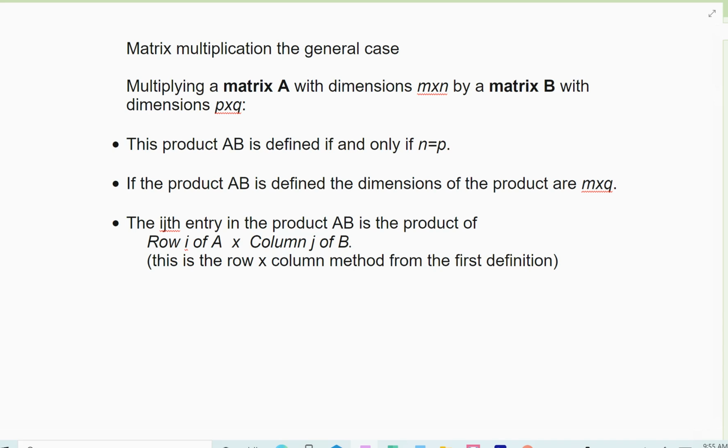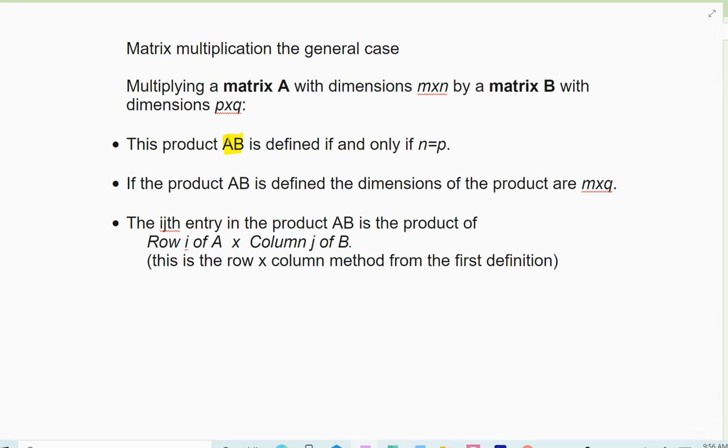Matrix B is a P by Q, so it's got P rows and Q columns. First of all, we define it, we're going to do a bunch of rows times columns. My first matrix represents my rows, just like in the simple case, and my second matrix represents my columns. In order to be able to multiply A times B, I have to have the same number of values in my row as I do in my column.